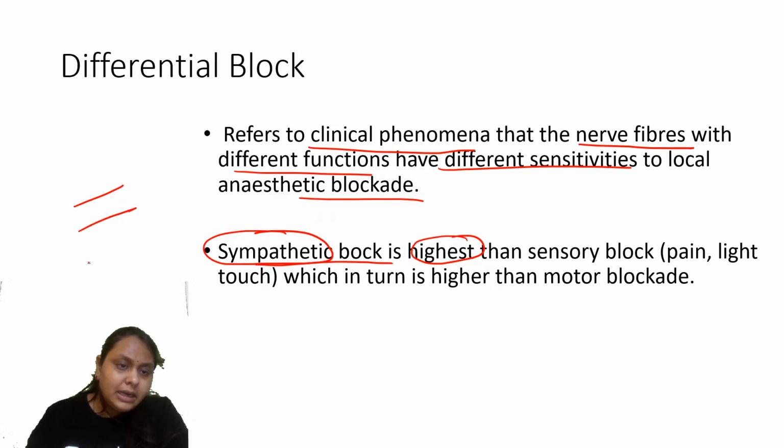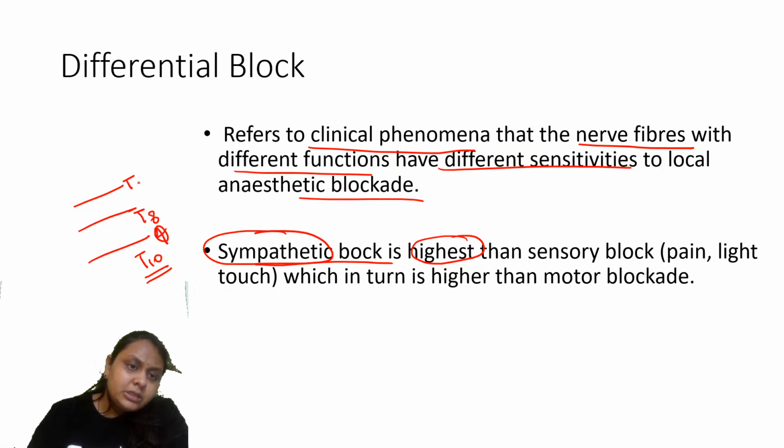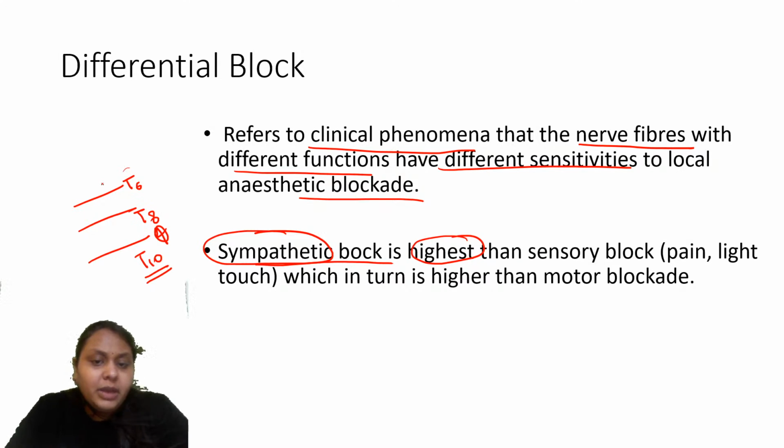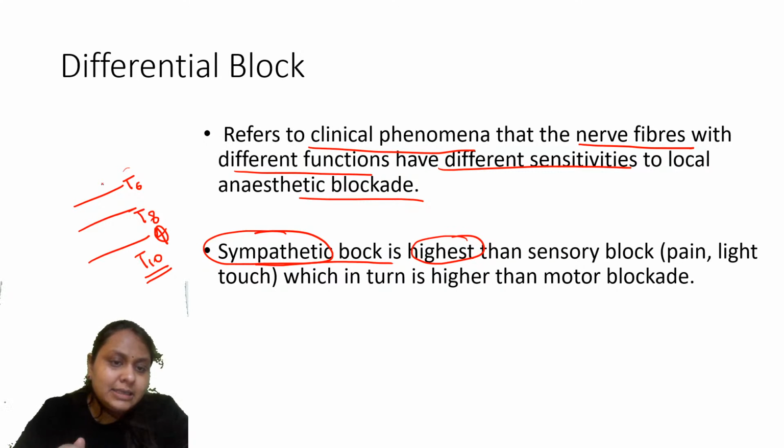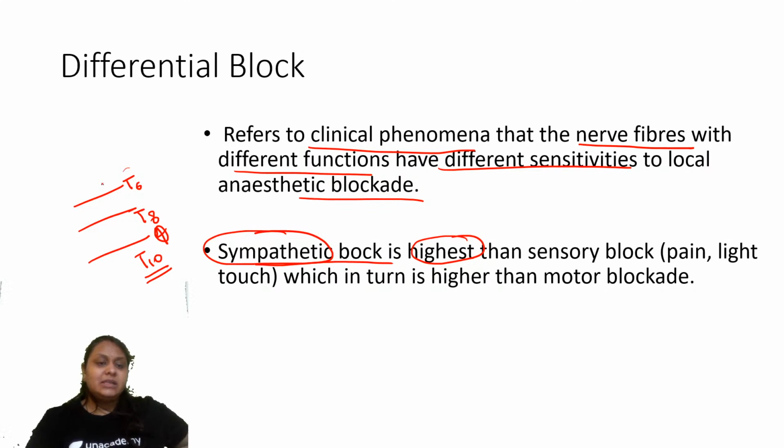So if the dermatomal level of motor blockade is T10, then the sensory level will be two levels higher, and the autonomic level two levels higher than that, and that is known as differential block. Dr. Kunal, is it clear? So this is the differential block. The sympathetic block is the highest, then the sensory, which in turn is higher than the motor blockade. This we see in spinal anesthesia. Is it clear?